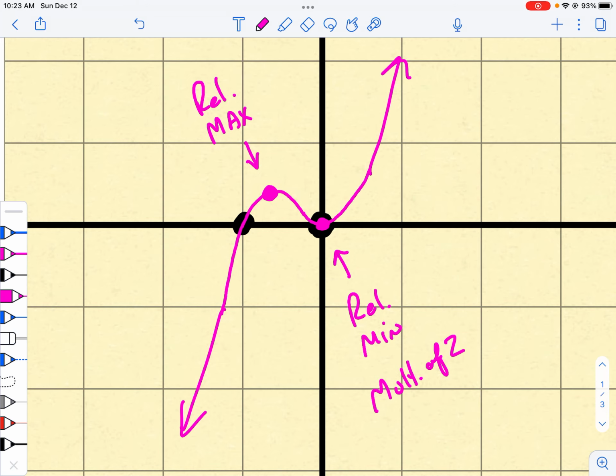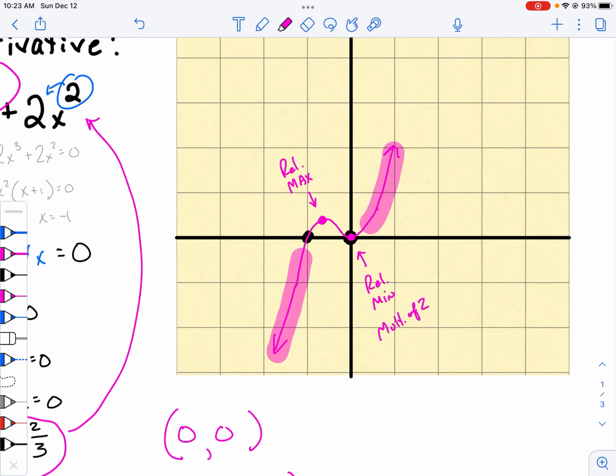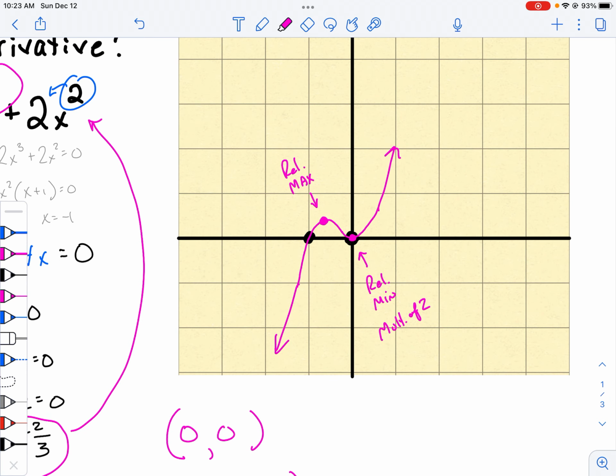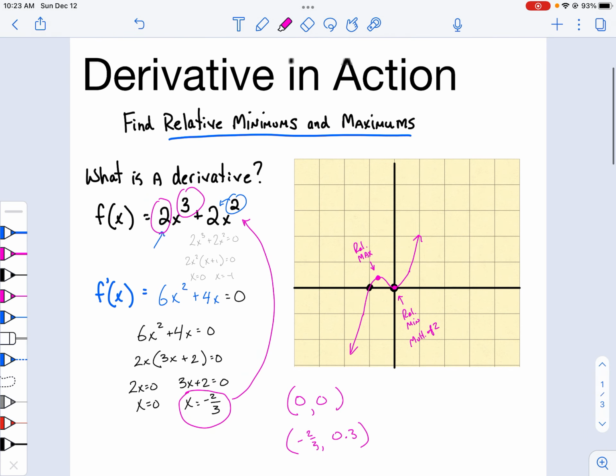And now, even though I don't really have good data on what these dots are going to look like, I could always improve that with just some tables of values. I have myself a pretty good looking and a pretty accurate graph of the original polynomial f of x. And those are the basics, very, very basics, of how I use derivatives in action.